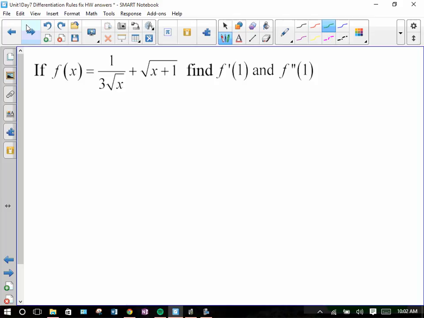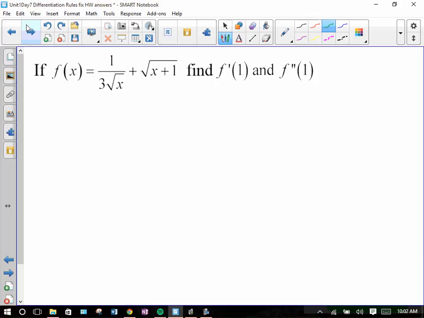Alright, so we find the first derivative and the second derivative. So here's what I see though. I see a bunch of square roots here, and the only way you can work with square roots is if it's to the 1/2 power, because right now you guys only know how to do things with exponents. You want to do it with the powers.